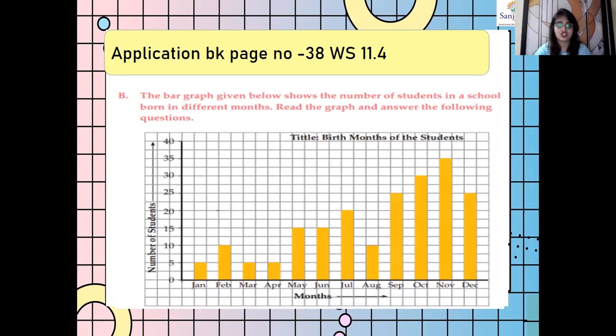Now pay attention here. The title given is birth months of the students. Then on the y-axis, it is number of students and the scale is 0, 5, 10, 15, 20, 25, 30, 35, 40. And on the horizontal, that is the x-axis, months are given, from January to December. They have given you the information, for example, January 5, February 10 students, again March 5, April 5, and so on.